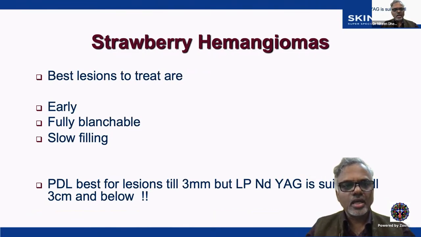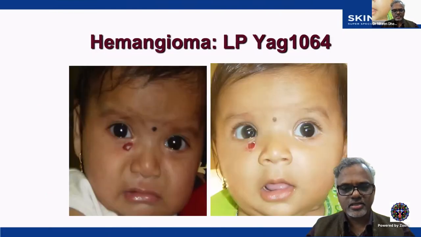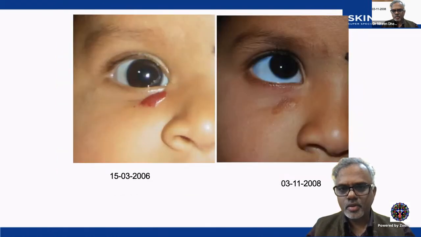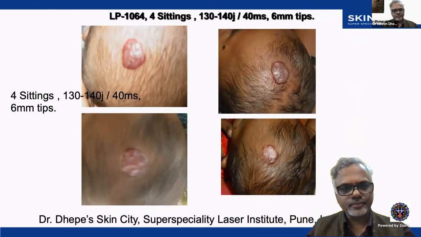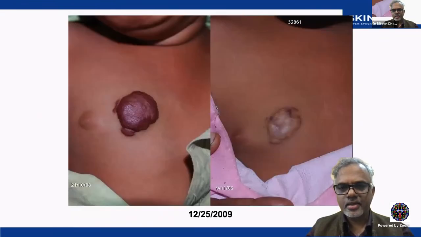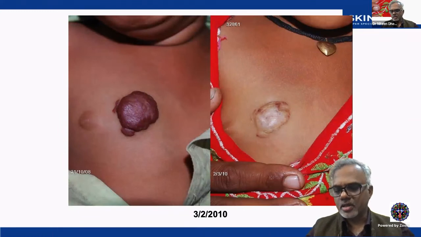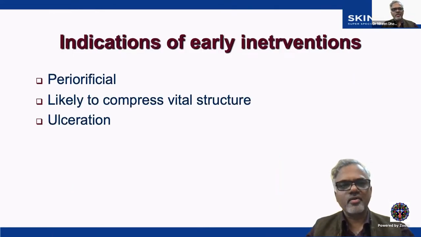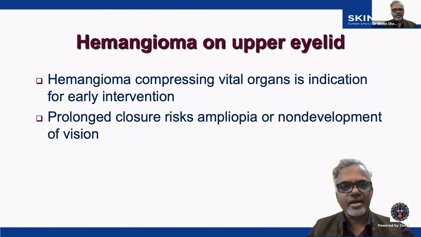Strawberry hemangioma, early, blanchable and slow-filling lesions work well. Pulse dye laser was supposed to be the best, but we use the Nd:YAG lasers. There is a little bit of scarring, but the results are great. With early treatment of the hemangioma, you get a very nice clearing. Once it becomes thick, it can leave a residual fibrosis. In the early stage, in one treatment, you can see it is clear. The indication for early intervention is periorificial lesions, like periorbital, perinasal, periocular, and perioral. All these periorificial lesions we need to treat very aggressively, as they are likely to compress a vital structure or ulcerate.